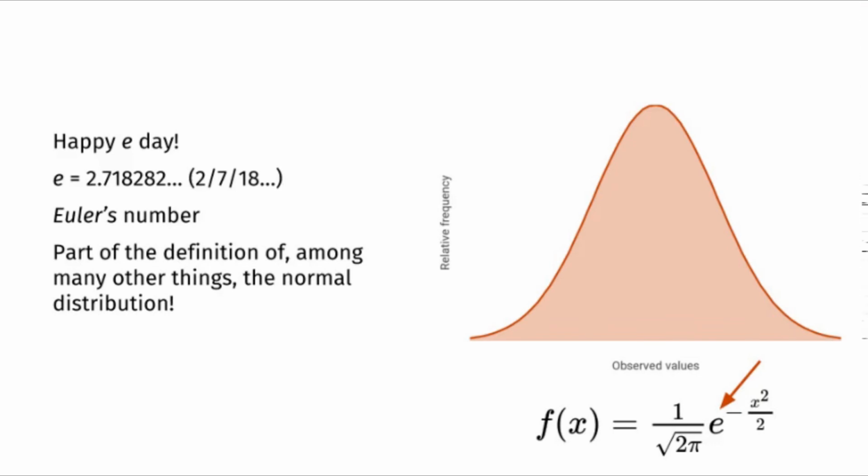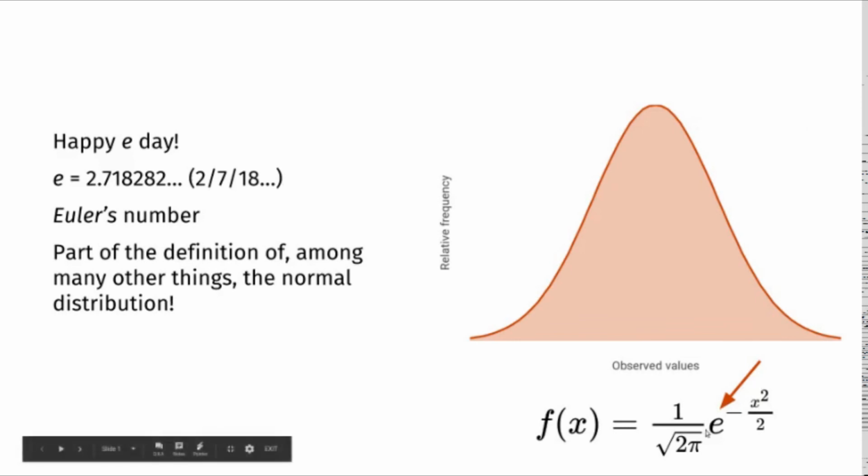Before we begin today, I do just want to point out that in case any of you have some spare time to celebrate, today is E-Day. Now, I know it's not as famous as a certain other irrational number, namely pi, which you can celebrate on March 14, but e, or Euler's number, happens to be part of the definition of, among many other things, the shape of the normal distribution, a distribution that we will encounter quite a bit over the course of this class. So you can see here is the equation, and here is e, Euler's number, featured prominently.